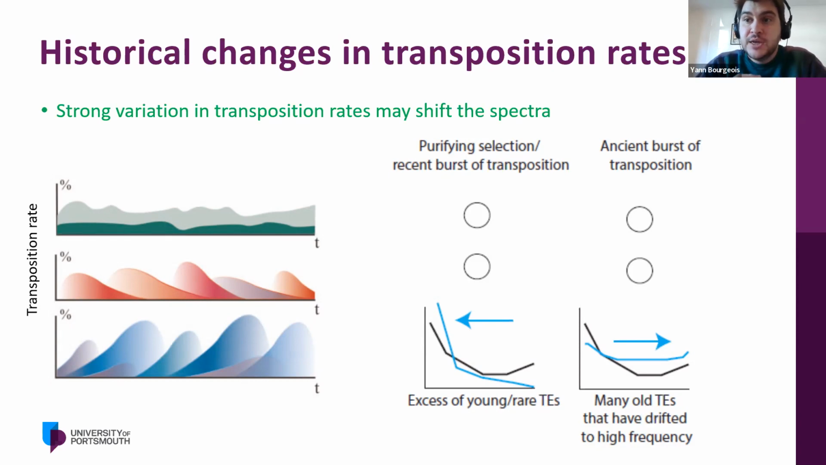On the other hand, if transposable elements were active a long time ago, but are not active anymore today, what you have is mostly a population of transposable elements that are old, so they have had the time to drift to higher frequencies in the genome. So in the case of an ancient burst of transposition, you would observe a spectrum that's much more flat compared to the single nucleotide polymorphisms. So this is what I'm showing here on the right figure.